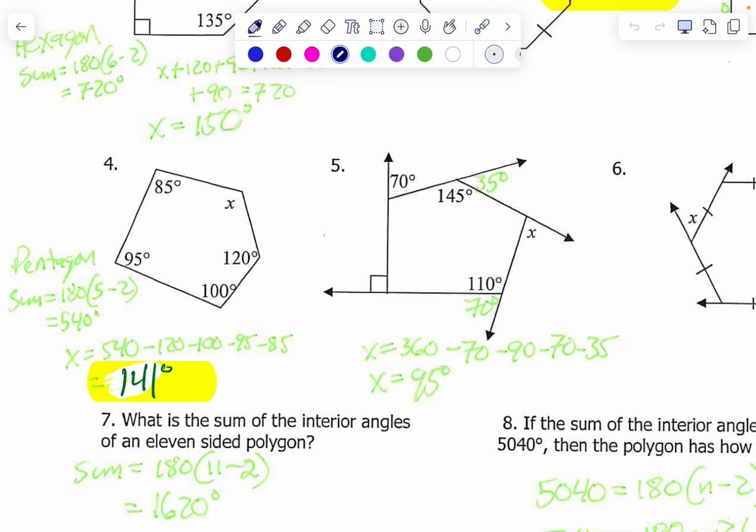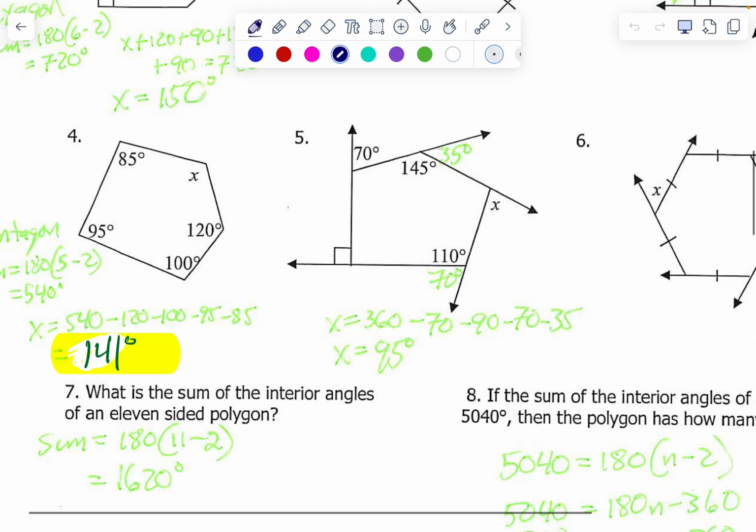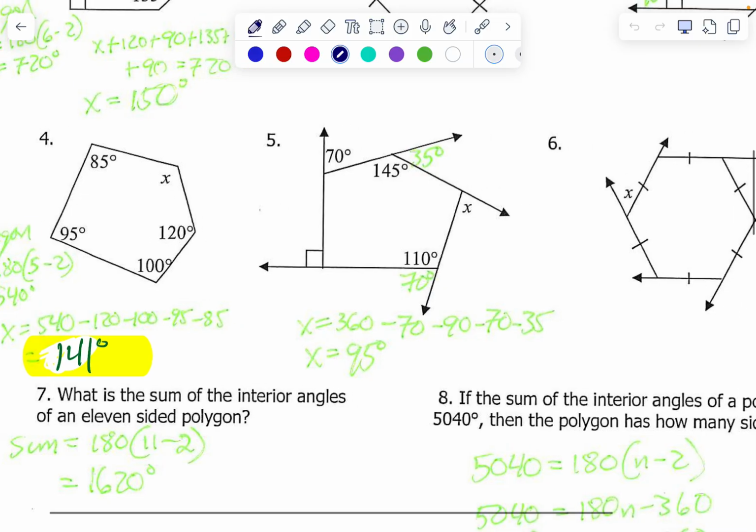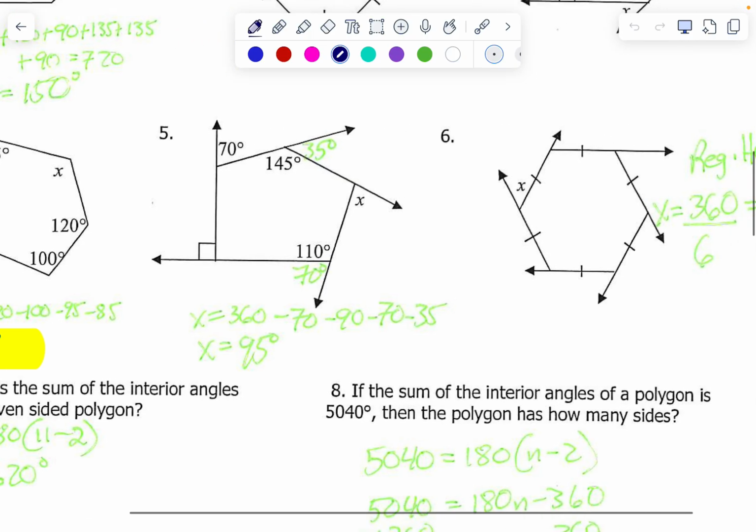Okay, number 4, this is a pentagon. So pentagons have 540 degrees in their interior angles. And then we just add those, kind of like the one we just did. Actually very similar to that. And you should have got 141. Number 5, use linear pairs to get 70 on the other side of the 110 and 35 on the other side of the 145. Then add all the exteriors up to 360. And you get X is 95 on that one.